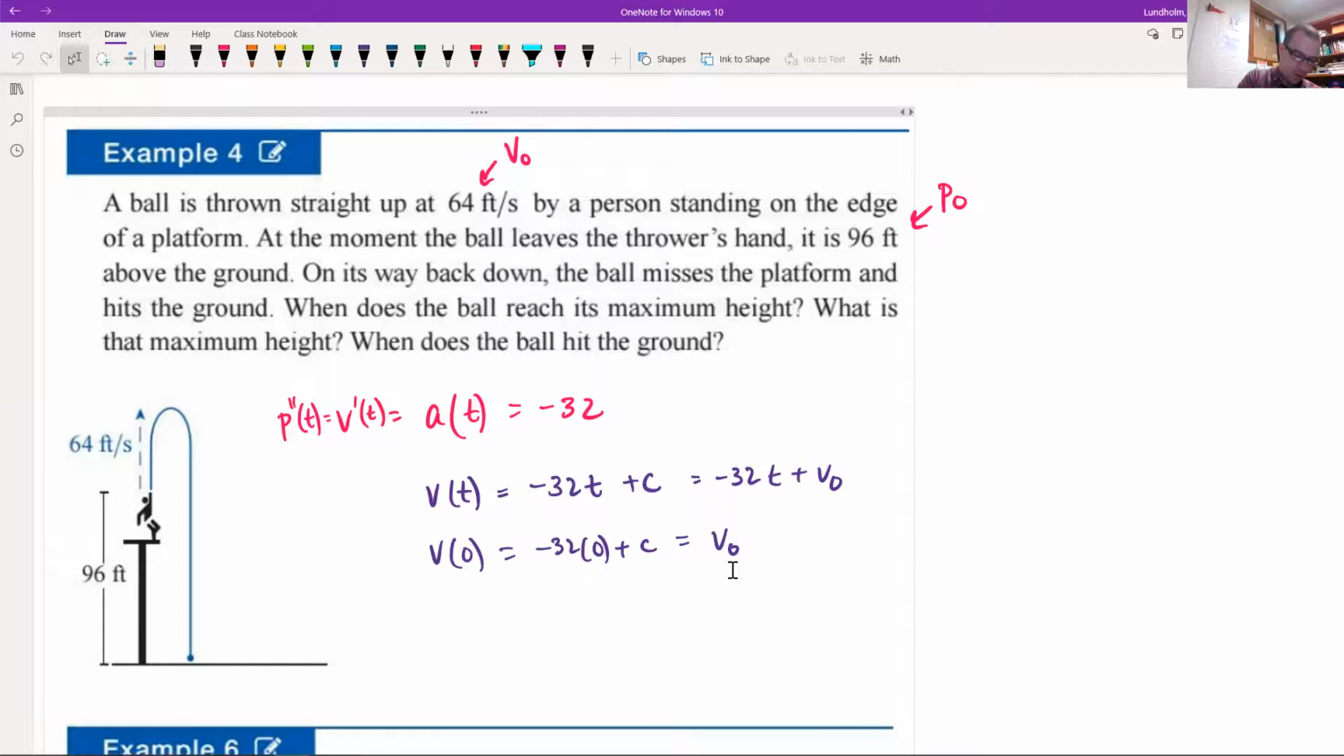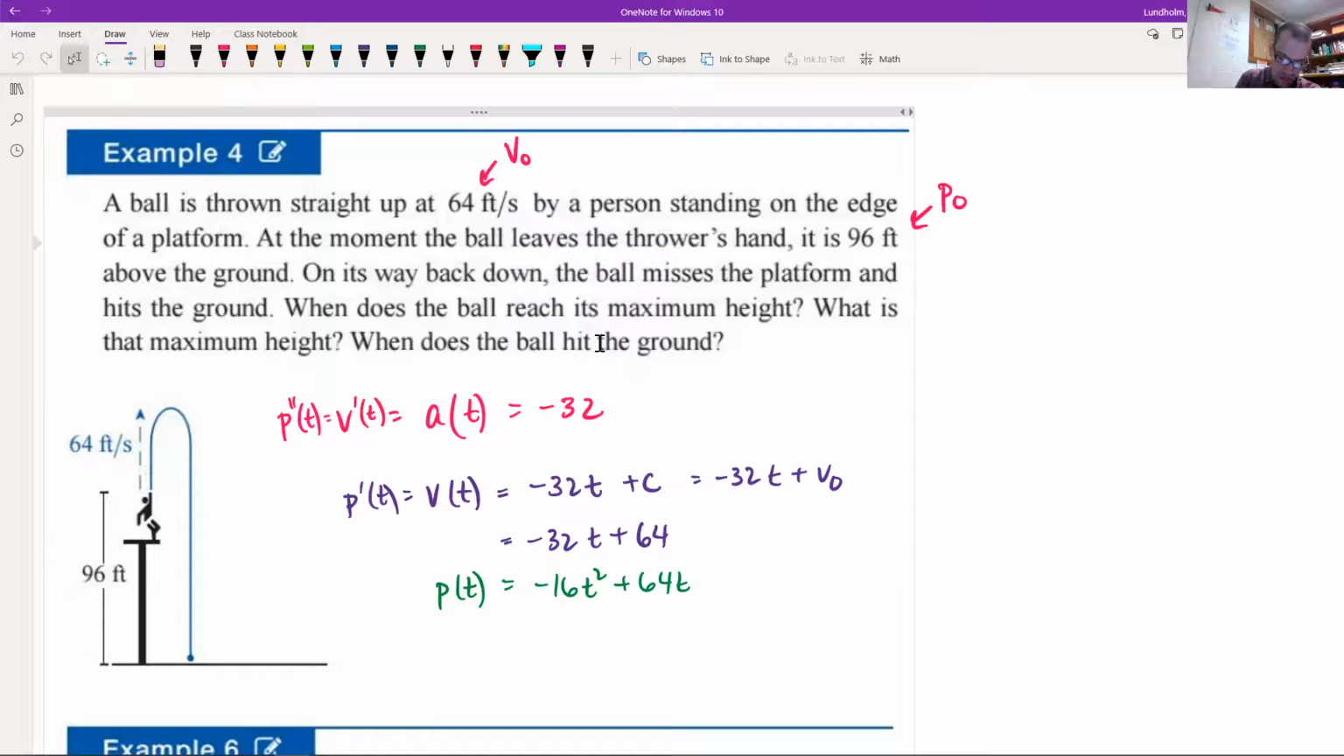So, yeah, when I actually write this out, I'm going to erase that. Yeah, we get negative 32t plus velocity of 64 feet per second straight upwards. Cool. All right, so now that's our velocity, and the velocity is the derivative of the position function. So when we get to the position, we need to take another antiderivative. And if we do an antiderivative here, we'd get negative 16t squared plus 64t.